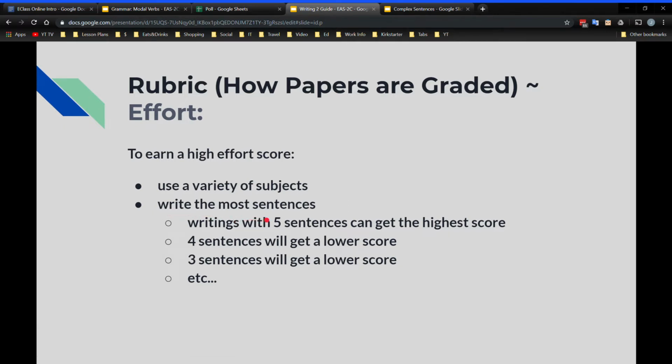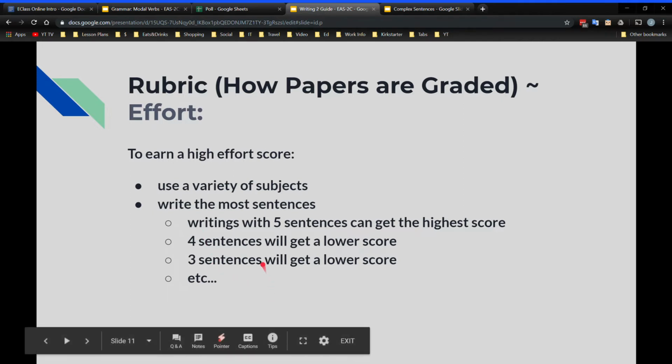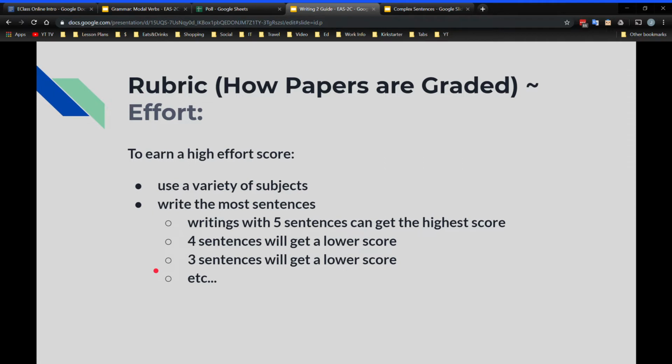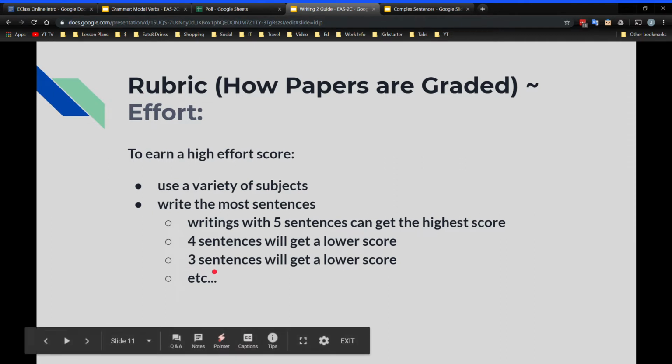And also, writing the most sentences will get you the highest score. So for this assignment, you have to write 3 to 5 sentences. Actually, 6 to 10 sentences. So if you wrote 10 sentences, you would get the highest effort score. If you wrote 9, you'd be okay. 8 you'd get a lower score, and so on and so forth. So just more is better, but if you go over 10, I won't be checking those sentences, so I'll only check the maximum.